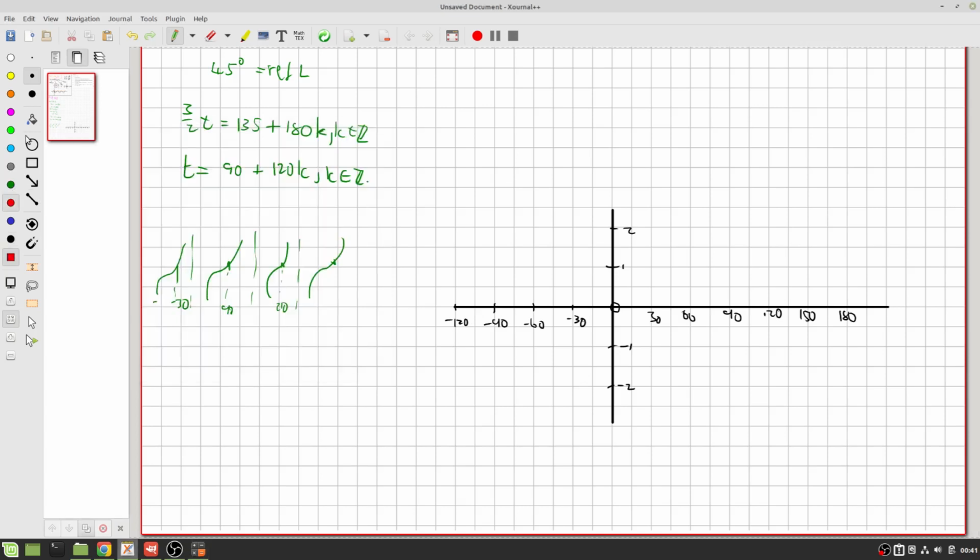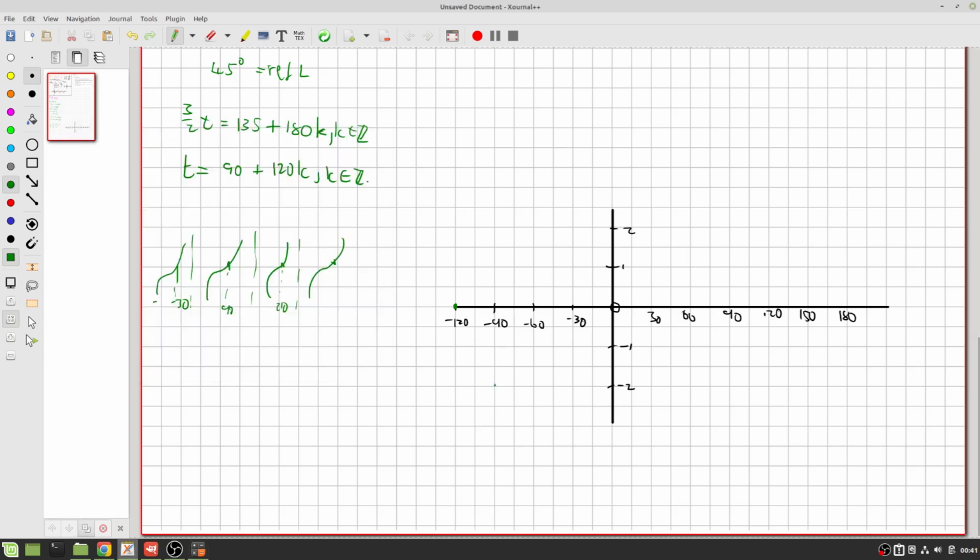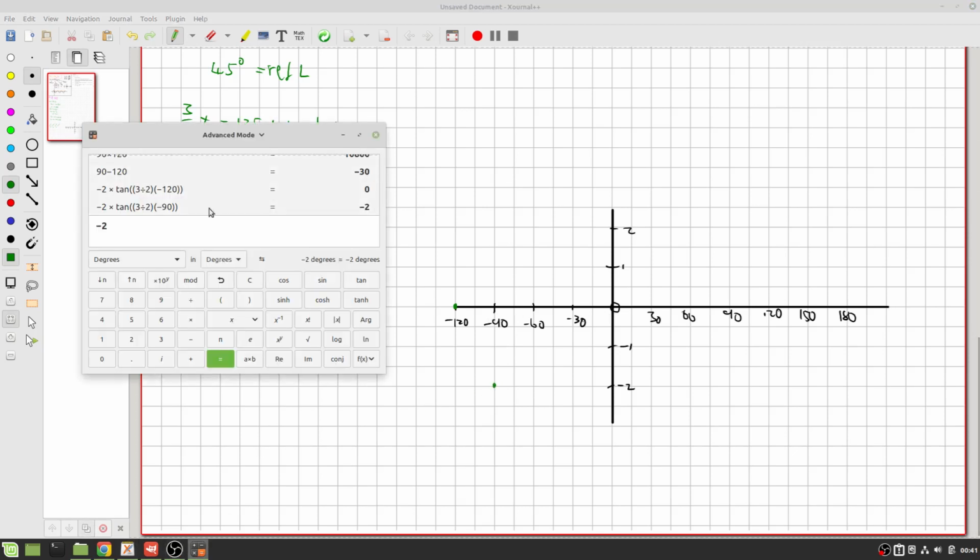Okay, what color will we use for this? Let's keep on going with green for this question. So at -120, 0. Now we do -90. Instead of -120, we have -90, so that'll give us -2. So at -90, we have -2. And we just keep going. You just keep plugging in these values. Then -60. And what does that give us?